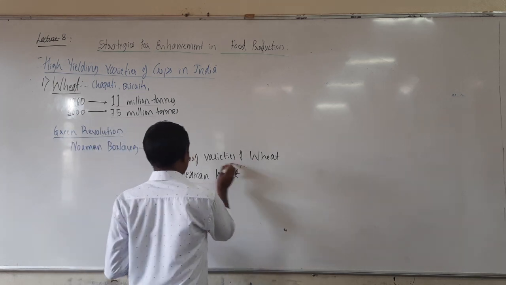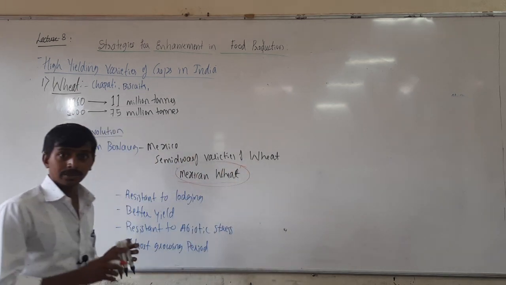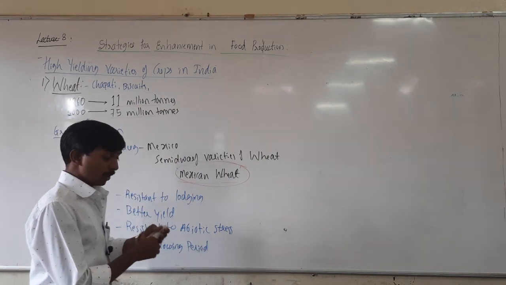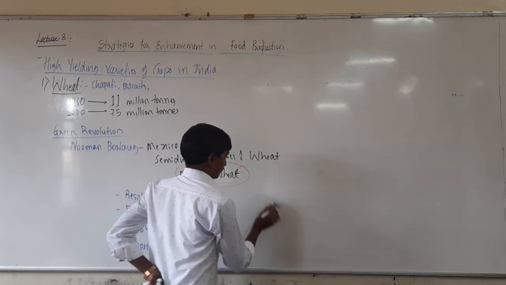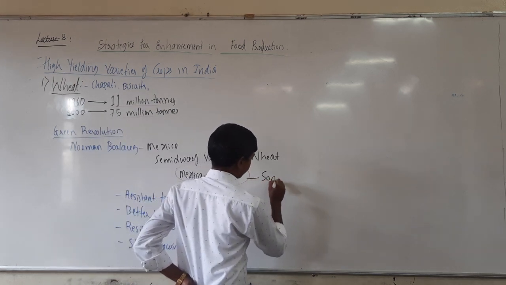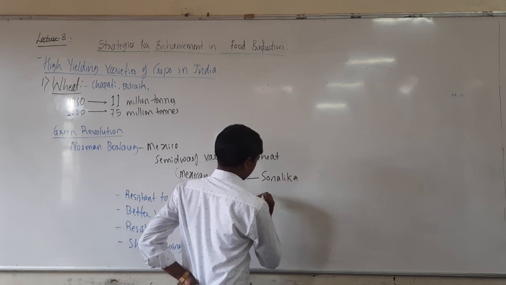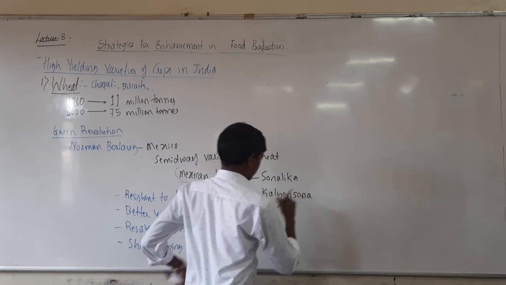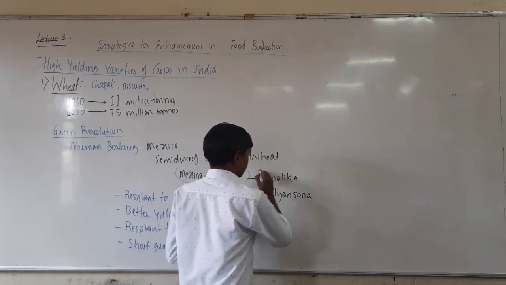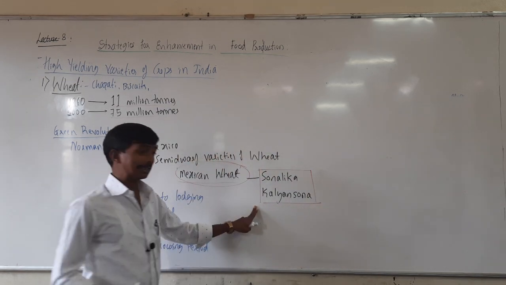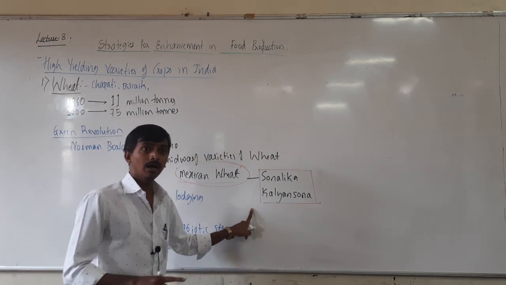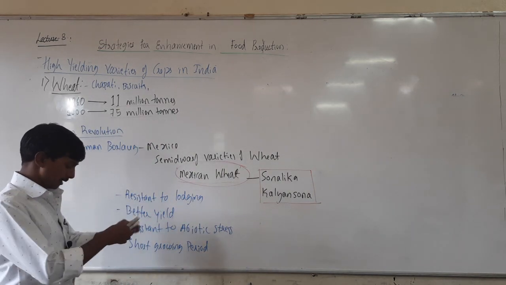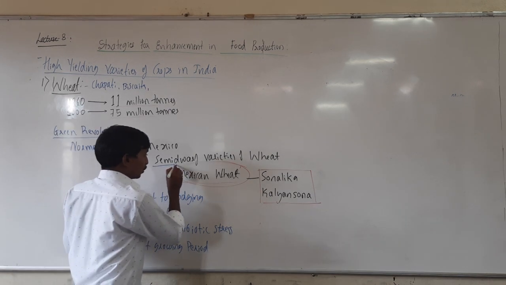When this variety was crossed with Indian wheat varieties, two main varieties were developed in India. They are Sonalika and Kalyan Sona. Remember, these are the two varieties of wheat developed in India by crossing the Indian wheat with the Mexican wheat varieties. And remember, they are semi-dwarf.